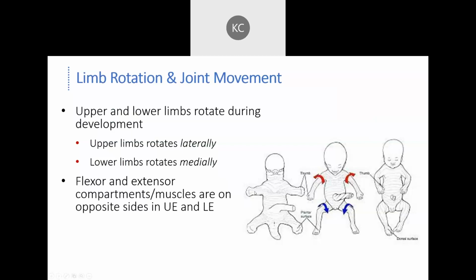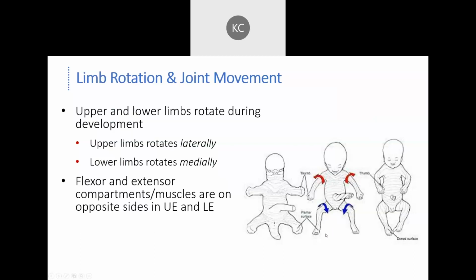During what's called limb rotation, you have the movement and rotation of these limb buds to their ultimate position, right? The upper limbs rotate laterally. If you see this image in the middle, these arrows are pointing out laterally. The limb buds are rotating laterally. This is why in anatomical position, when we put our hands to our side, the palm is facing forward, okay? However, the lower limb buds rotate medially, so they face posterior, right?